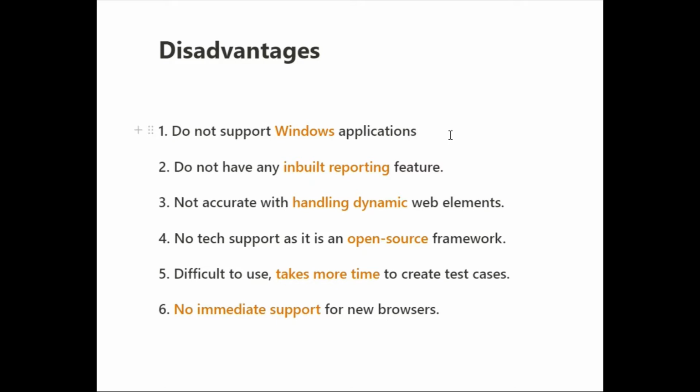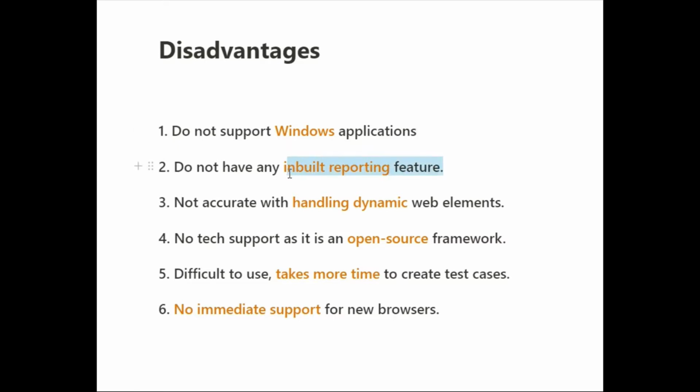So first, it does not support Windows applications. You are pretty aware that we can automate web applications, and it does not even support mobile automation. For that you have to have Appium installed in your system. So it does not support Windows applications plus mobile automation, if I have to add it here. This is the first disadvantage of Selenium API. And second, it does not have an inbuilt reporting feature.